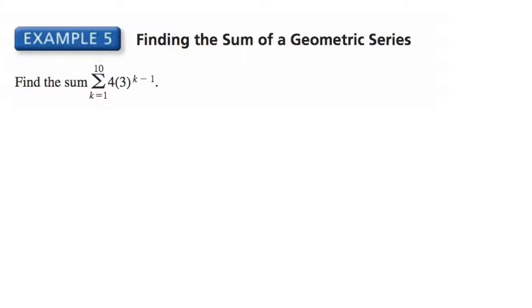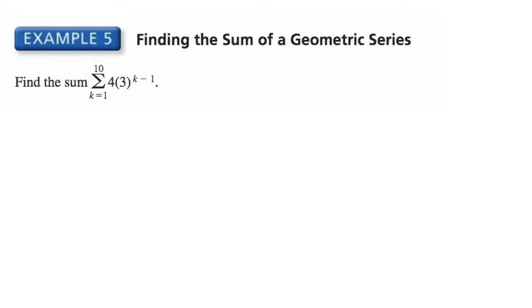This is our last example, and we are going to now use our S sub n, which is our finding the sum of our geometric series, and we're going to be using that with our equation. So what I see right here is that I've got this format that's from my first to my 10th term of 4 times 3 to the k minus 1. So I need to find my first term and my common ratio.